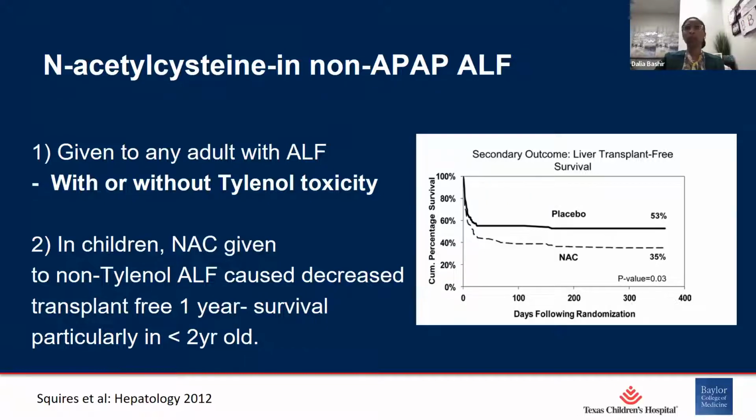But is there a role for N-acetylcysteine in non-Tylenol liver failure? There was a randomized controlled study done in the adult population in patients with acute liver failure who received N-acetylcysteine compared to placebo in non-Tylenol ingestion liver failure. And what we see here is that it did not improve survival at 21 days. However, analysis of secondary outcomes revealed that there was improved liver transplant-free survival at 3 weeks for those who had hepatic encephalopathy. And similar findings were found in children less than 2 years of age. They were significantly less likely to survive with their native liver at 1 year if they had received N-acetylcysteine.